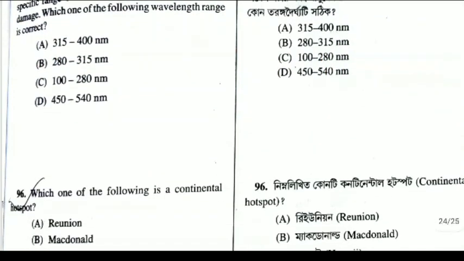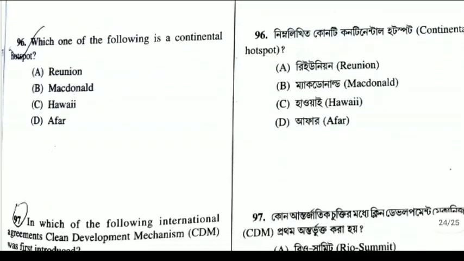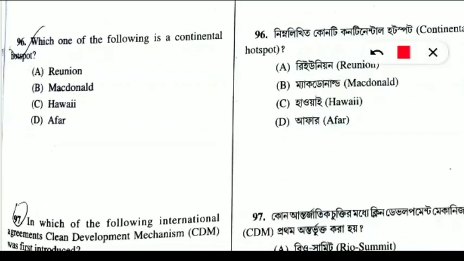Question 96. Which one of the following is a continental hotspot? So this is not asking about a biodiversity hotspot. It is about the continental hotspot. Actually, it is a hot region. That means option C will be correct, Hawaii. So here, when a series of volcanoes are present under the ground, they are called the continental hotspot. So Hawaii will be the correct option.